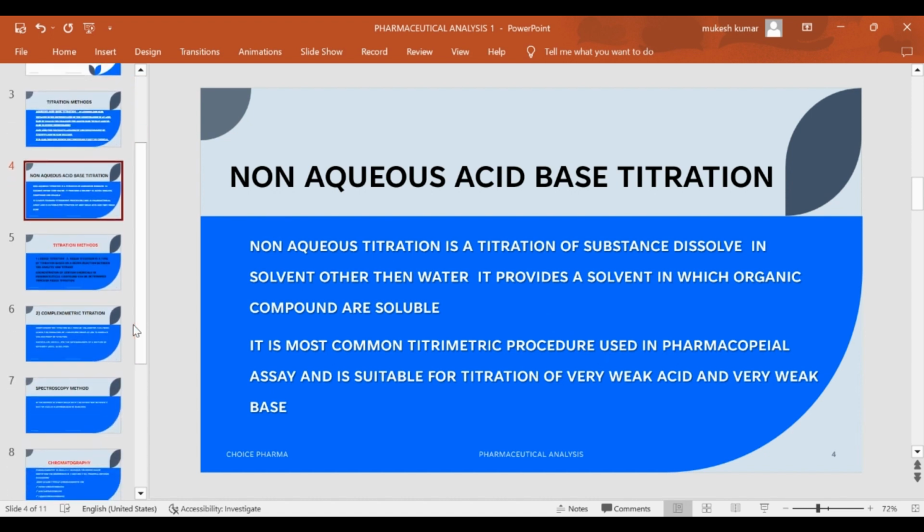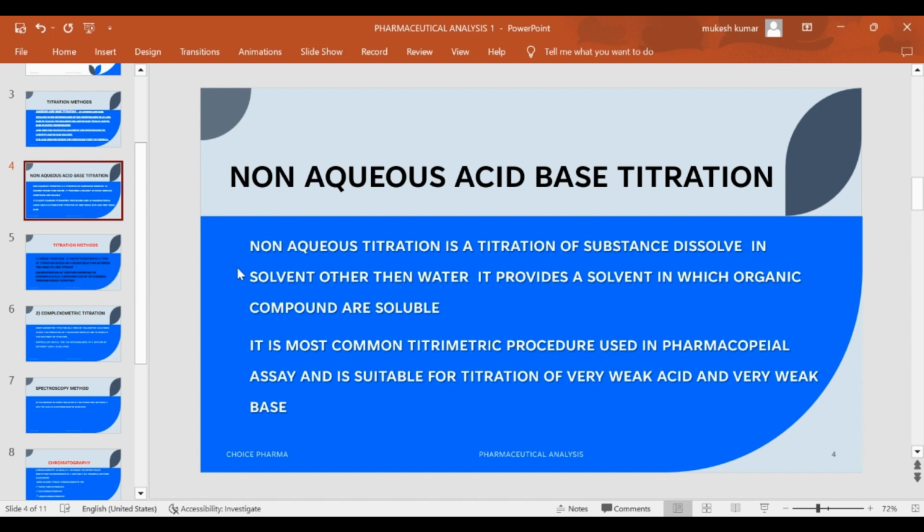The most commonly used procedure is the titration of an organic base with perchloric acid in anhydrous acetic acid. Non-aqueous acid-base titrations are the most commonly used in pharmacopoeial assay and are suitable for the titration of very weak acids and very weak bases.